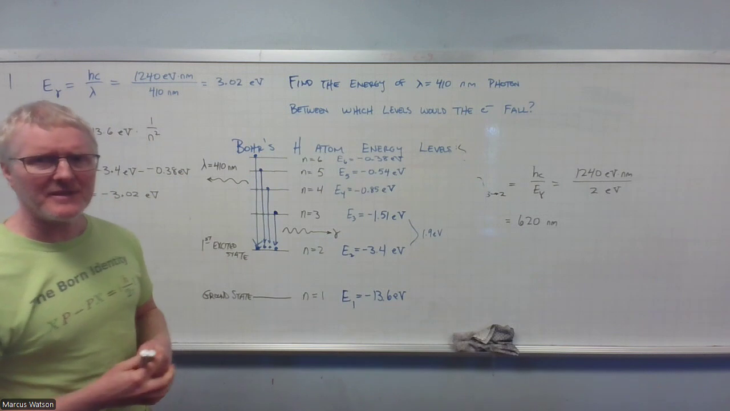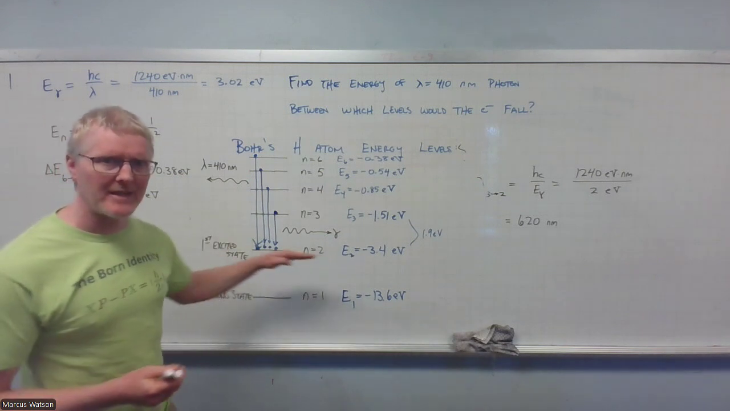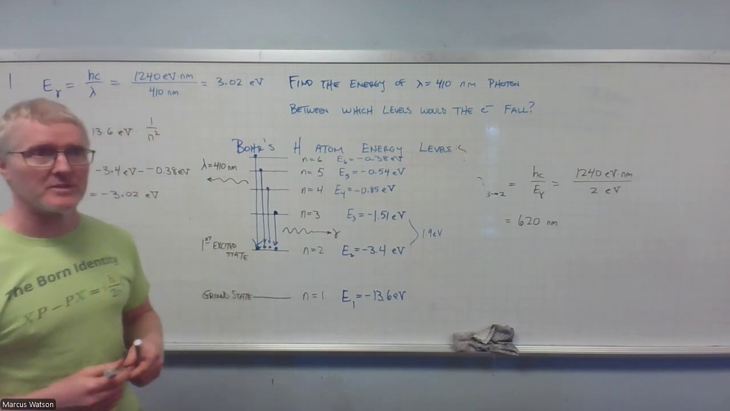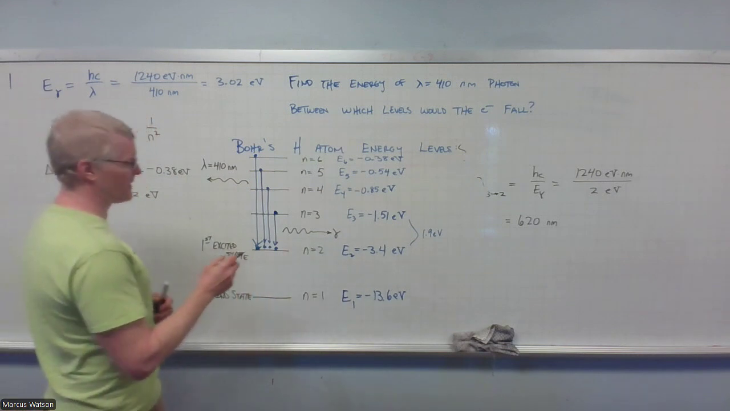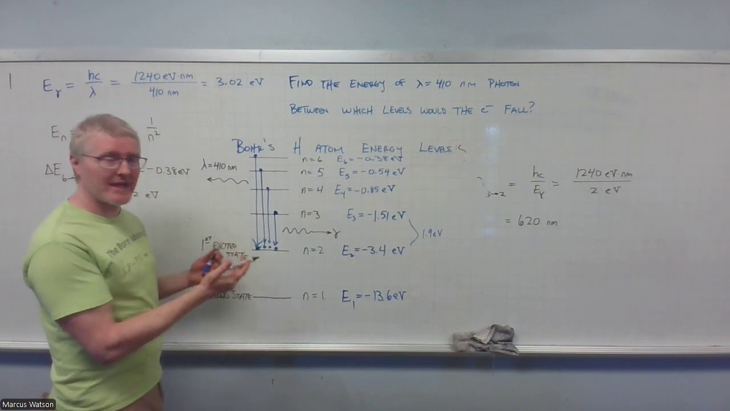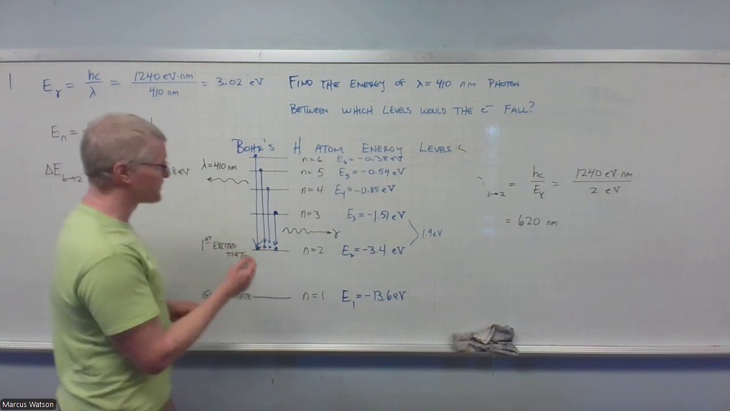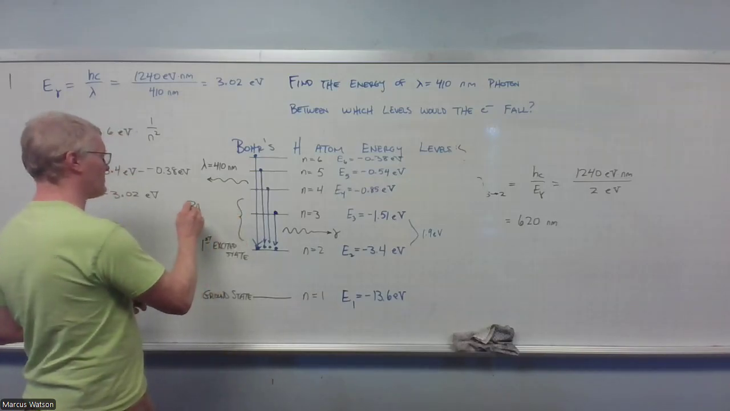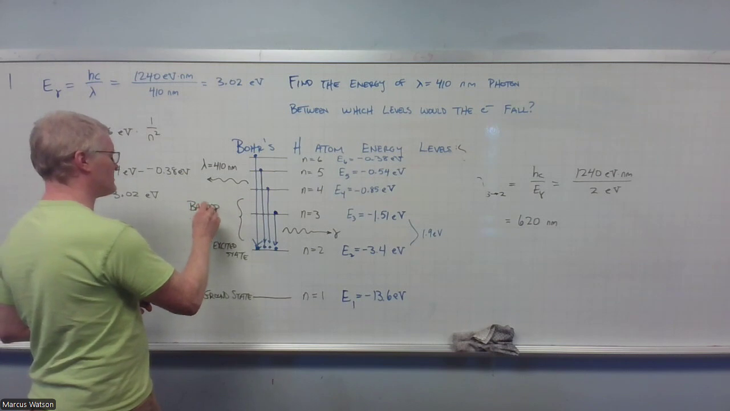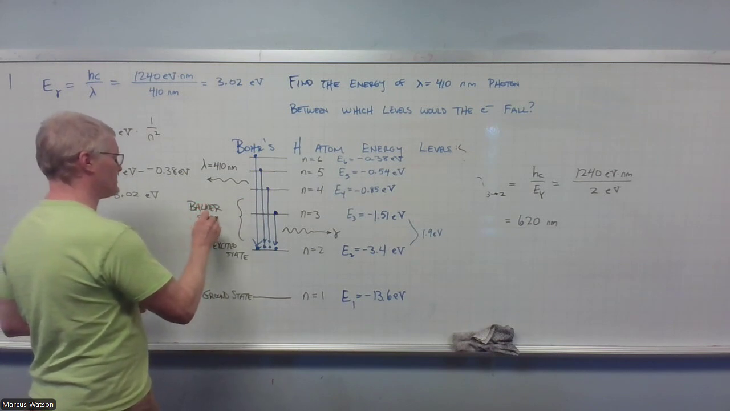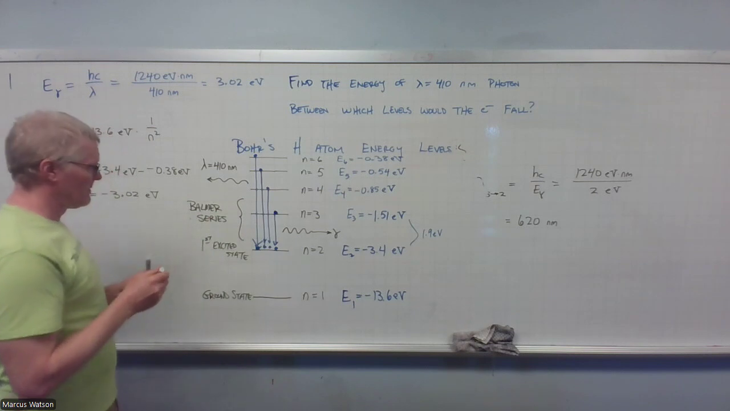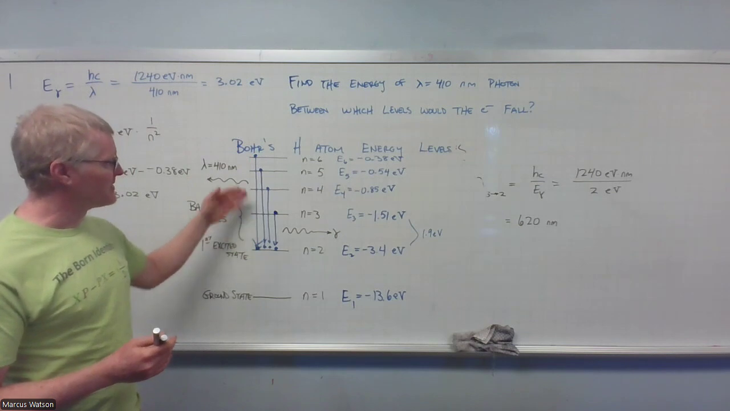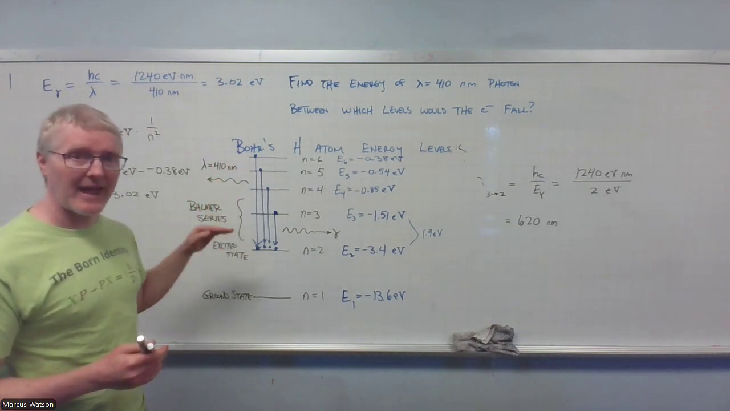Okay. Collectively, this set of drops that all end right here emit the visible spectrum. And since it was the visible spectrum that was first seen in hydrogen, this is known as the Balmer series. Okay, that's every transition from 6, 5, 4, 3 that ends at 2.